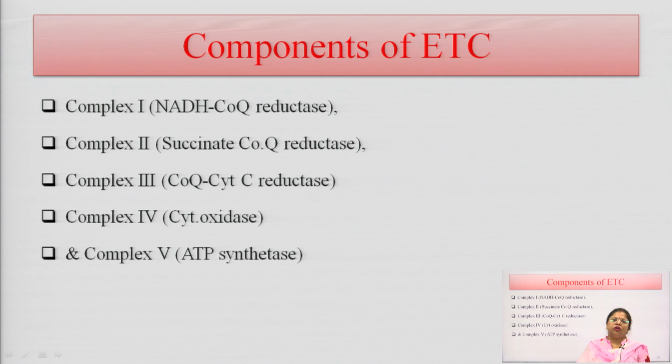So, what are the components of ETC? There are 5 different components of ETC. Complex 1 is the NADH coenzyme Q reductase. Complex 2 is the succinate coenzyme Q reductase. Complex 3 is the coenzyme Q cytochrome C reductase. Complex 4 is the cytochrome oxidase, and complex 5 is the ATP synthase. These 5 complexes are helpful for the formation of ATP and other high energy molecules like NADH, and for controlling the free electrons.